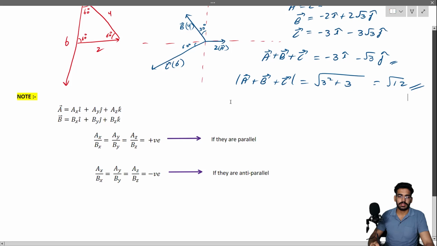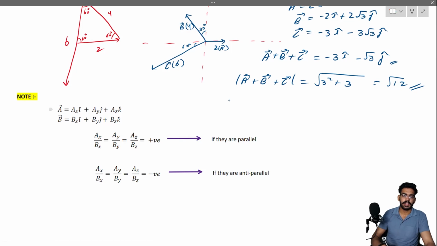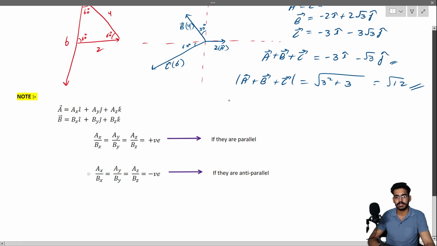Next we have a note. What this note is saying is how to check whether two vectors are parallel or not. If their ratios come out equal, that is, ax by bx equals ay by by and az by bz are equal, then it is parallel. Okay, and it should come out positive. Then it is known as parallel. If this ratio is coming equal and negative, then it is anti-parallel.